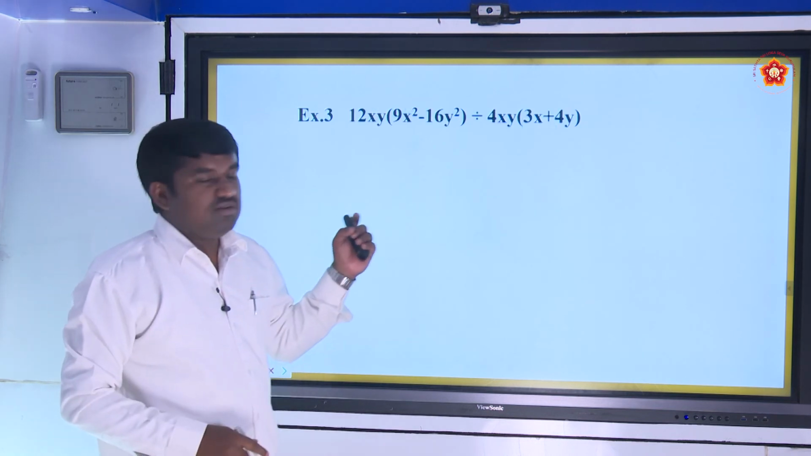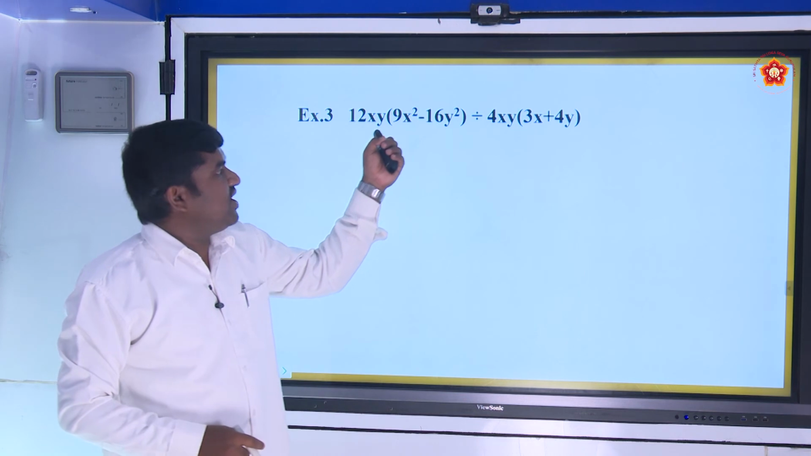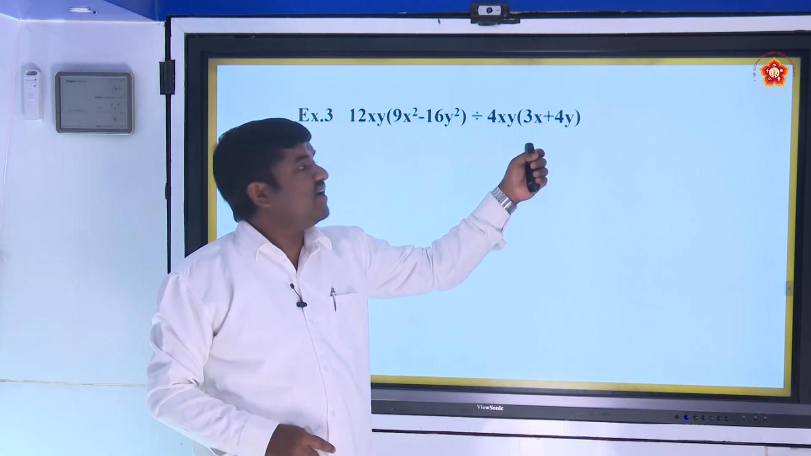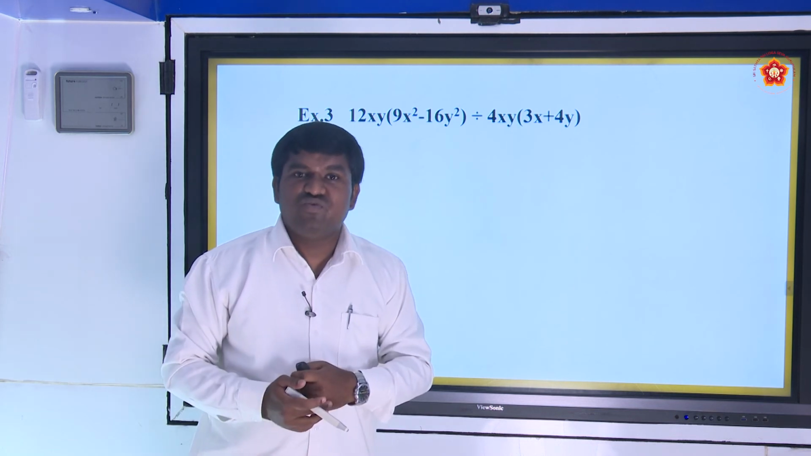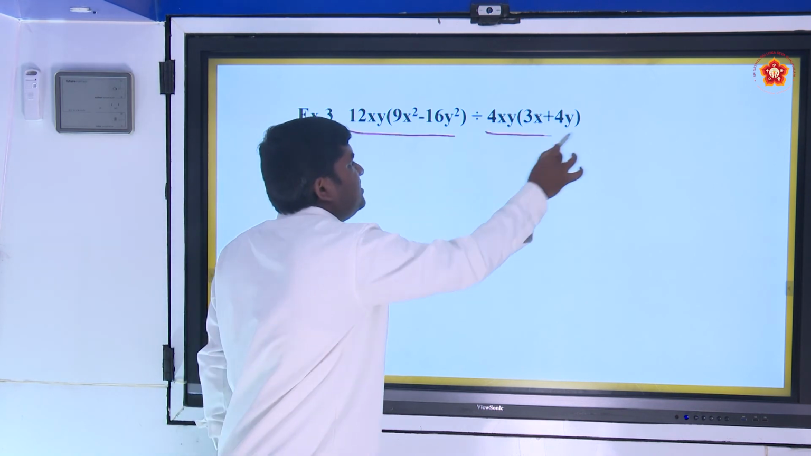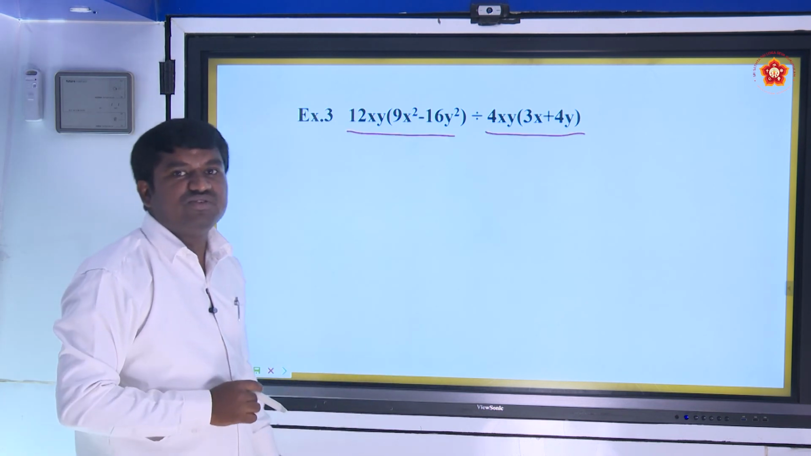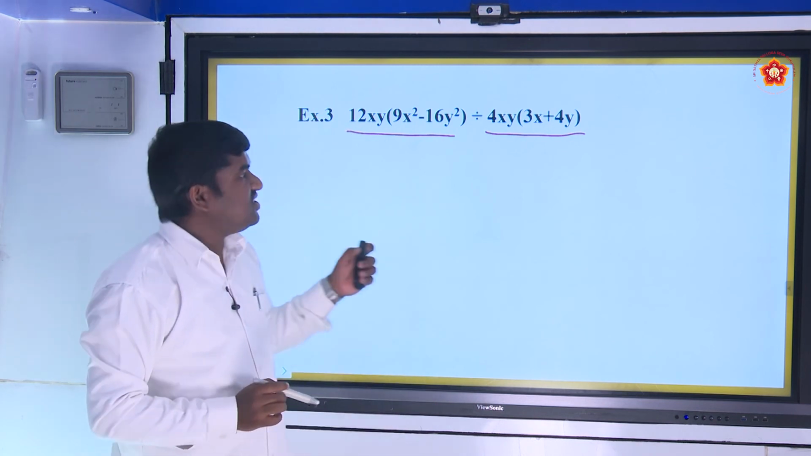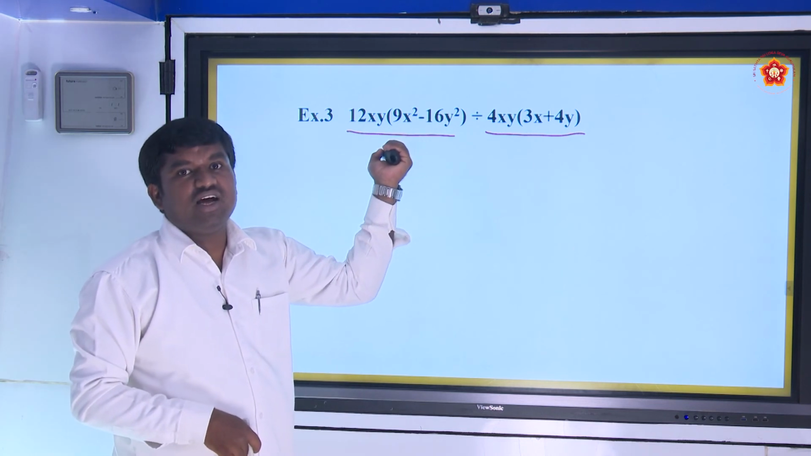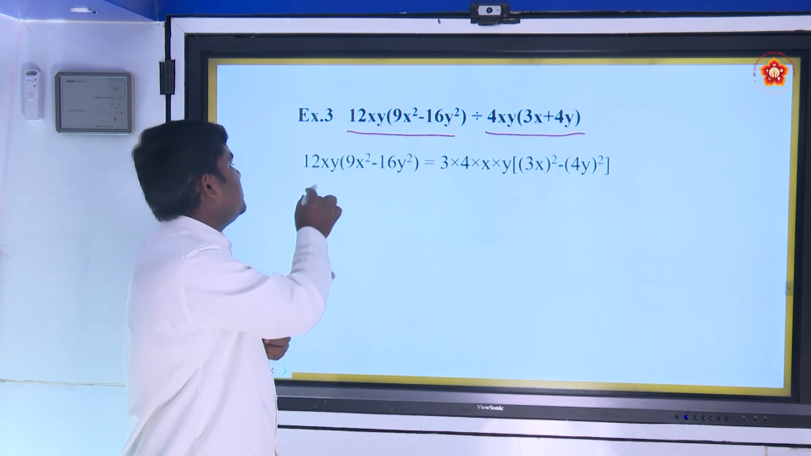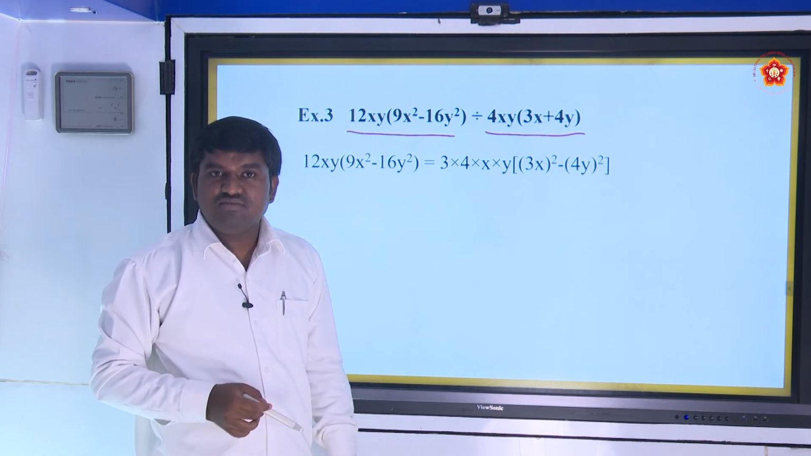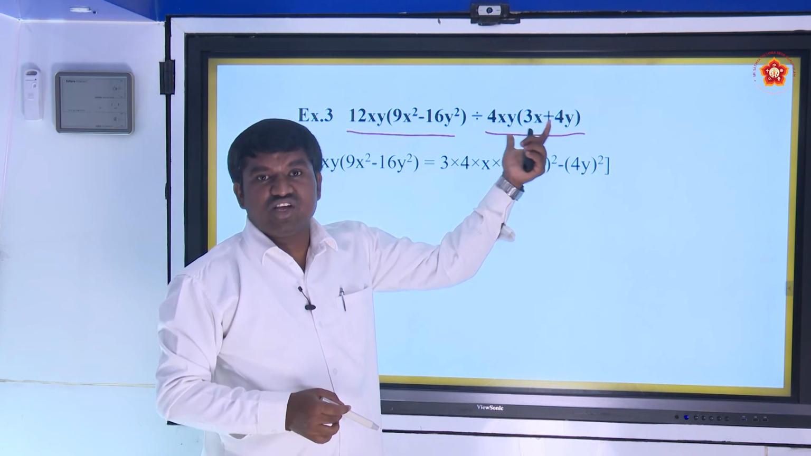Yes, next one, 12xy into (9x square minus 16y square) divided by 4xy into (3x plus 4y). Observe here, this is the numerator and this is the denominator. Our duty is to try to get the denominator factors in the numerator. So take the numerator, that is 12xy into (9x square minus 16y square), and try to get the factors in the denominator.